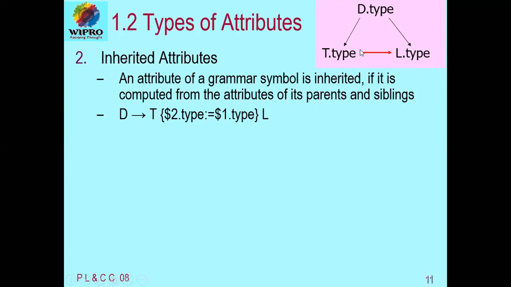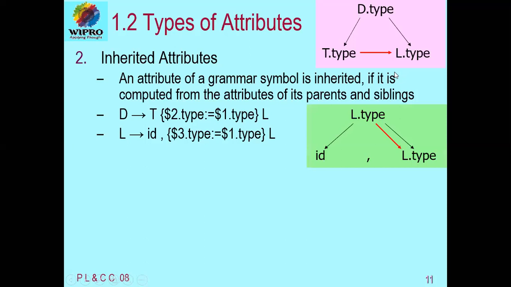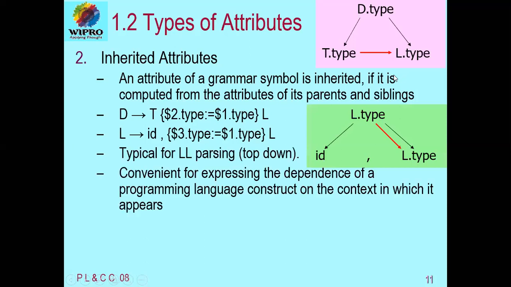And T.type is determining the type of L. So that means you can see here, L.type, if it is determining its child L.type, then we call this an L attribute. See, in the first example, it is happening from left towards the right. In the second example, it is happening from parent towards the child. This we call an inherited attribute or L-attributed derivation.